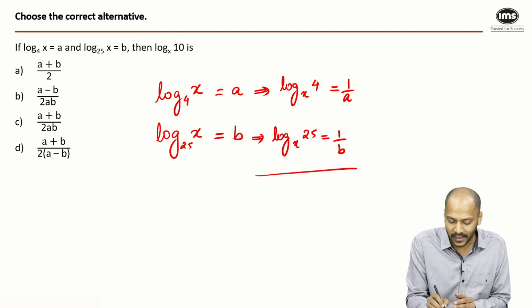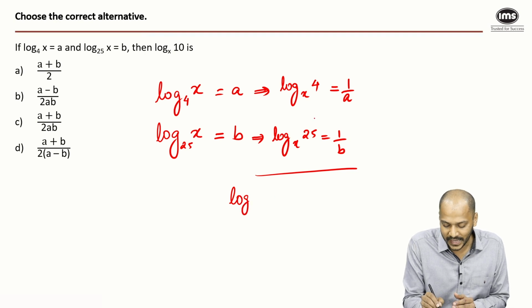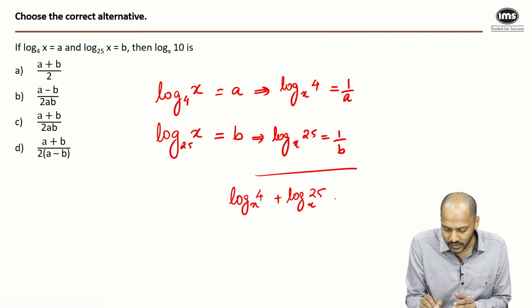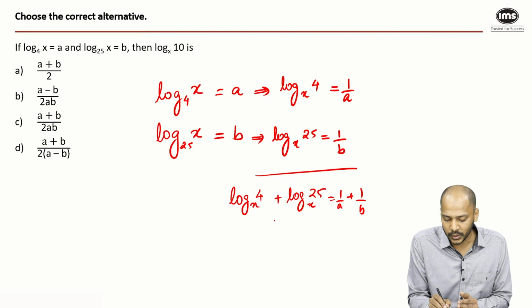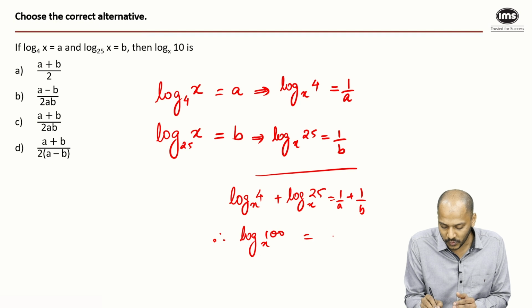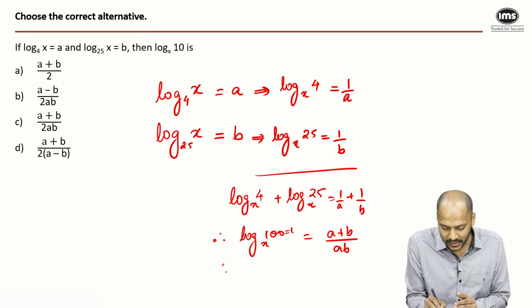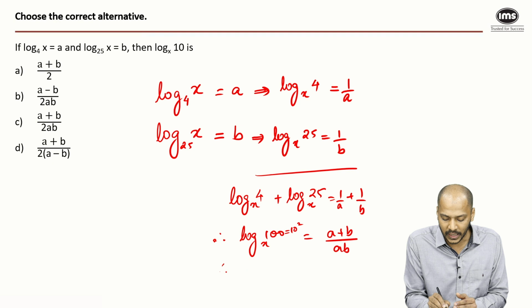So I add the two equations and I get log of 4 to the base x plus log of 25 to the base x will be equal to 1 by a plus 1 by b. I know how to combine the two logs, so this would become log of 100 to the base x, and that would be equal to 1 by a plus 1 by b, that is simply a plus b upon ab. And 100 is nothing but 10 square. The power comes out in multiplication.